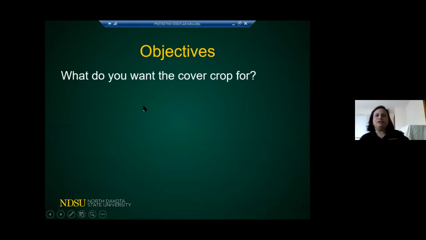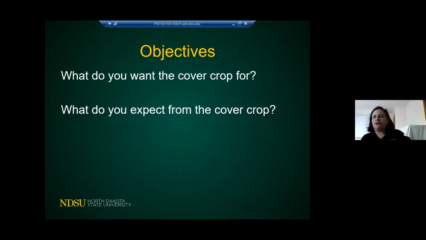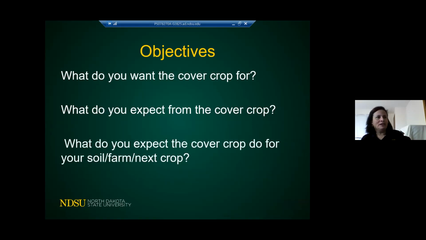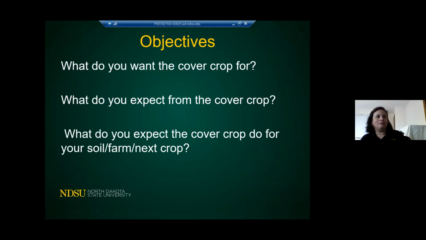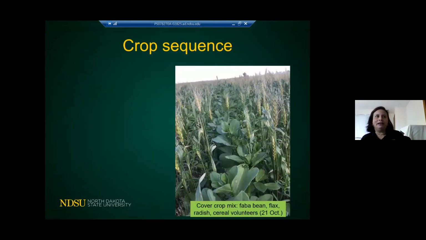So objectives are very important. Everyone that asks me or asks any of the researchers or extension people asks, what cover crop should I use? The first thing we're gonna ask you is, what are your objectives? What do you want the cover crop for? What do you expect from the cover crop? Why do you want to have cover crops? And what do you want that cover crop to do for your soil, for your farm, for your operation, and your next crop? So you have to have certain objectives in mind so we can help you and guide you.